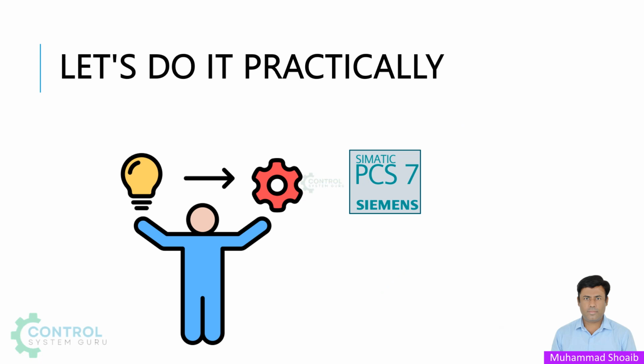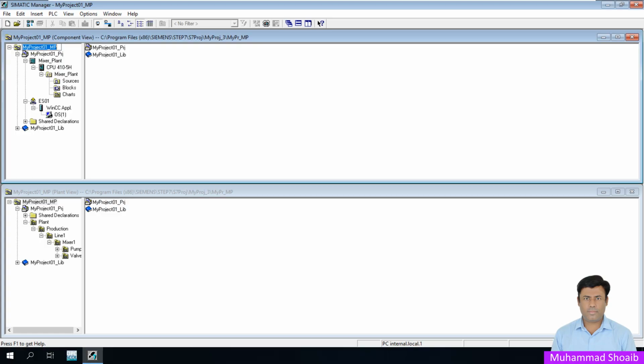So let's do it practically, how we can configure it. In our previous tutorial, we already created this project. If you did not see the previous tutorial video, I will put the link in the description. You can watch how we created this project. So now I will come here to update my symbolic names. Come into the mixer plant, then open the hardware configuration.